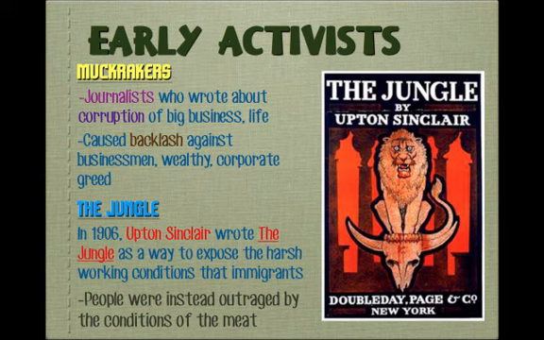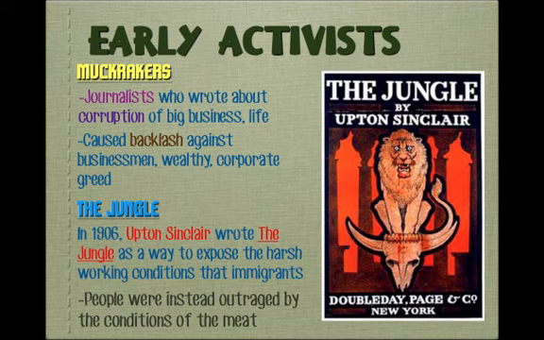So, some of the early activists within the movement. Muckrakers. Muckrakers were journalists who wrote about the corruption of big business and life, often causing backlash against big businessmen, wealthy, and corporate greed. Ultimately, these journalists wanted to expose the problems. They wanted to make other people aware of it, and also make the government aware about what was happening. The journalists could be writing for newspapers. You would also have muckrakers that would write novels.